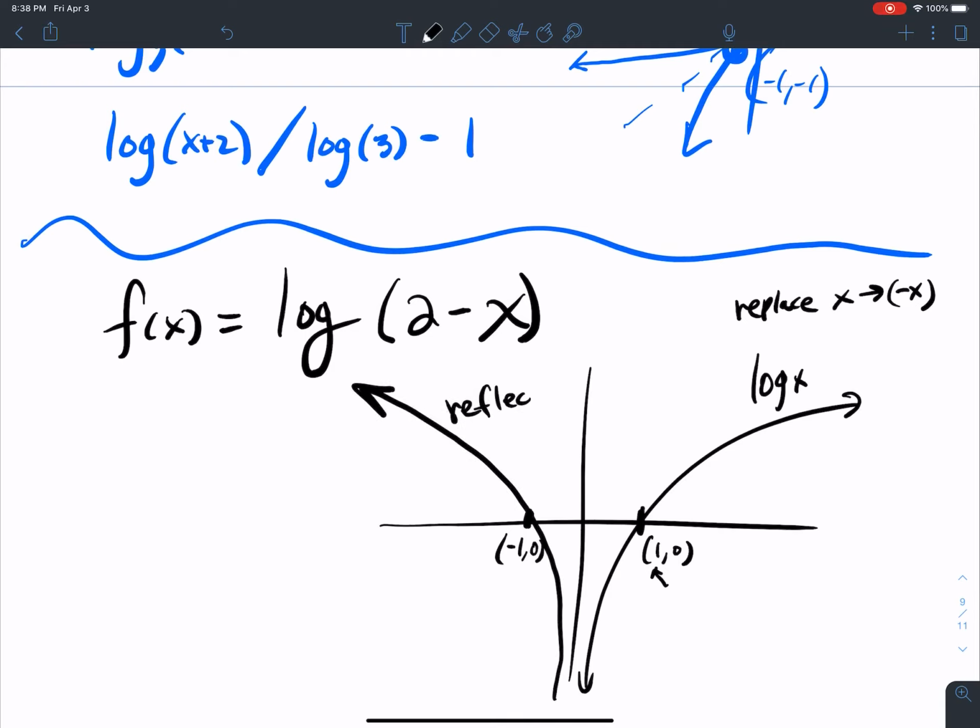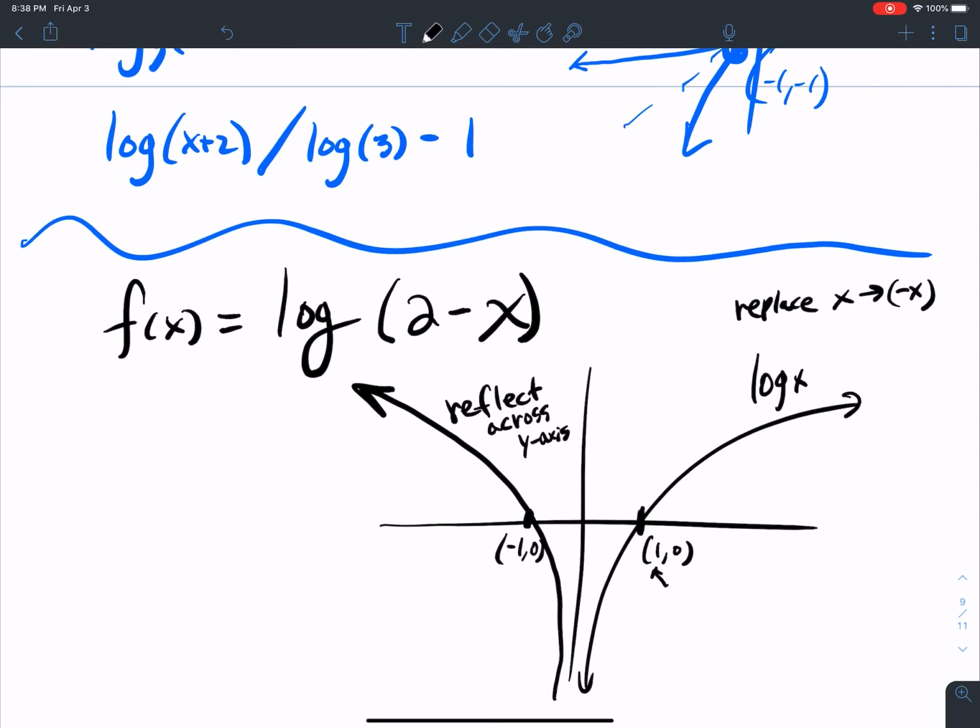So now all of a sudden I'm reflecting across the y-axis. But then what am I doing here? I'm shifting.